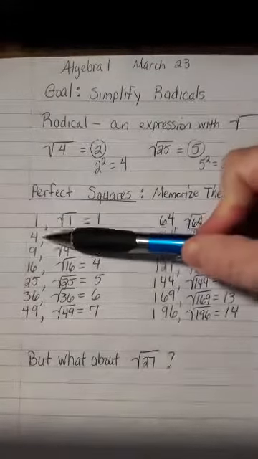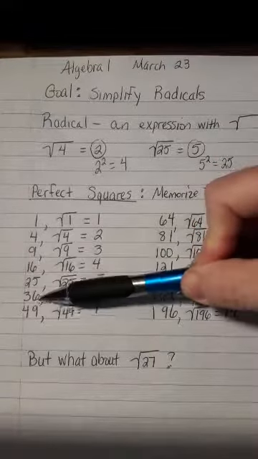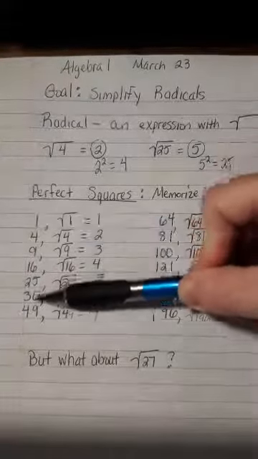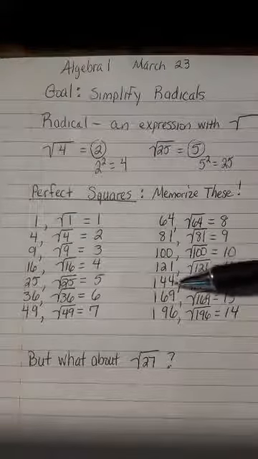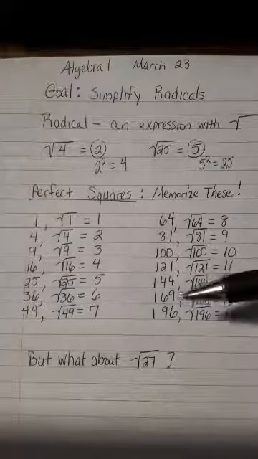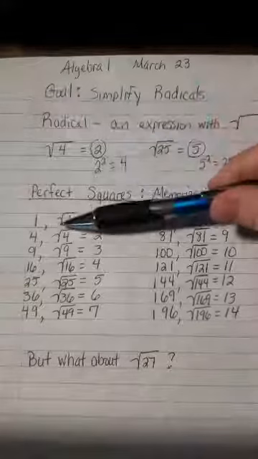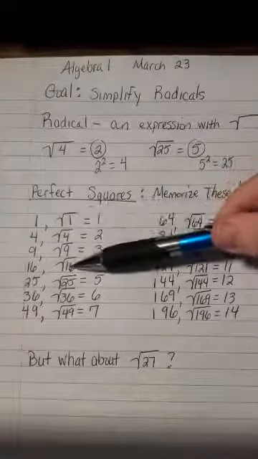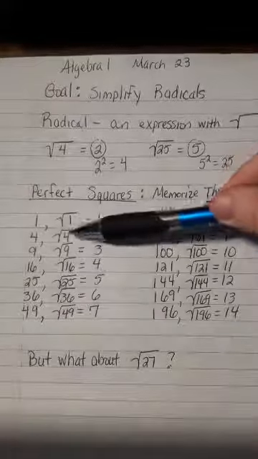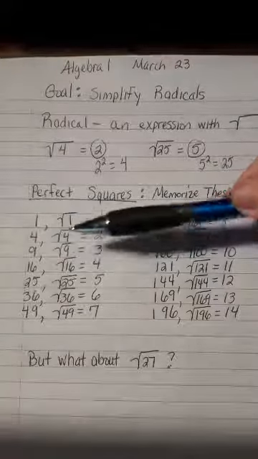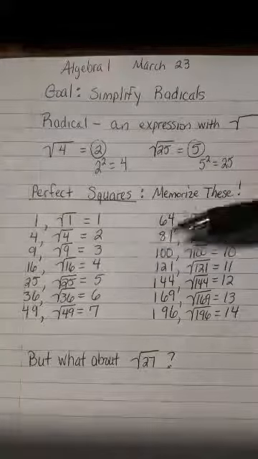So I have the numbers written down that are the perfect squares, like 1, 4, 9, 16, 25, 36, 49. Those are the perfect squares. 64, 81, 100, 121, 144, 169, 196. Those are the perfect squares. And so then I put the square root of each one of those to let you see what the answers are. So the square root of 4 is 2. The square root of 9 is 3. The square root of 16 is 4, and so on.